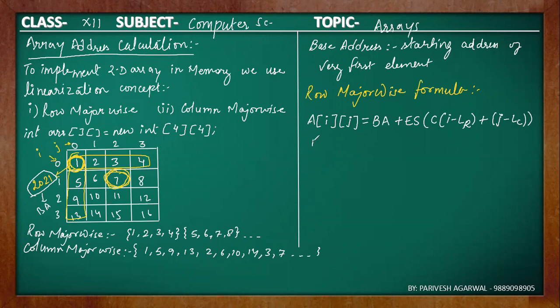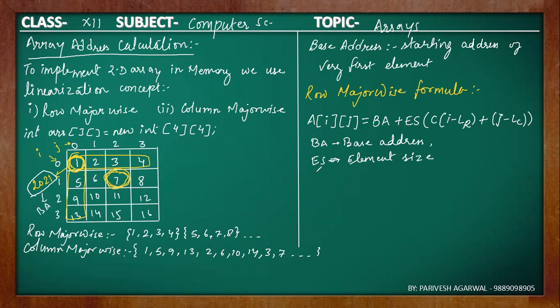If I talk about BA, it means your base address. Here ES means your element size, or the size which the memory is going to store, such as integer type takes 4 bytes, character type takes 2 bytes, and so on.